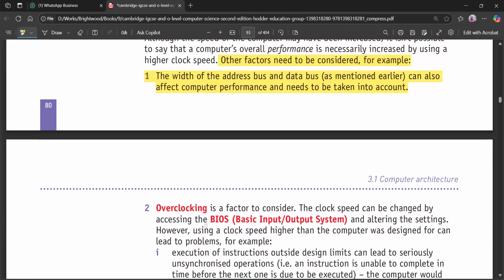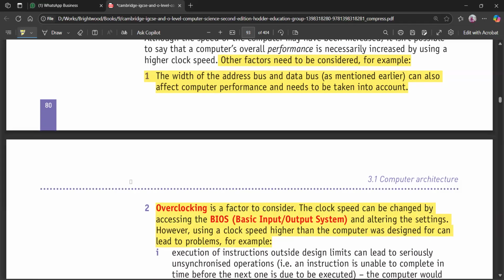And next thing, the overclocking. Next thing you have to consider is overclocking. Overclocking is a factor to consider. What does that mean?